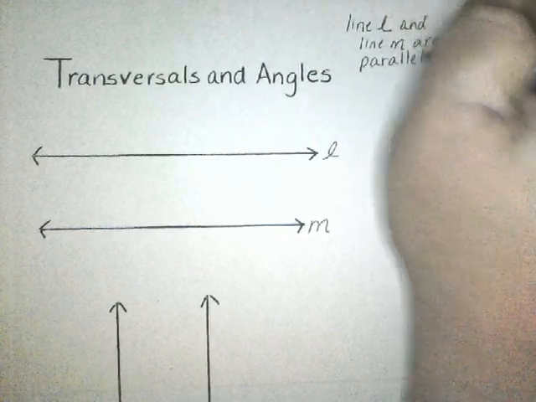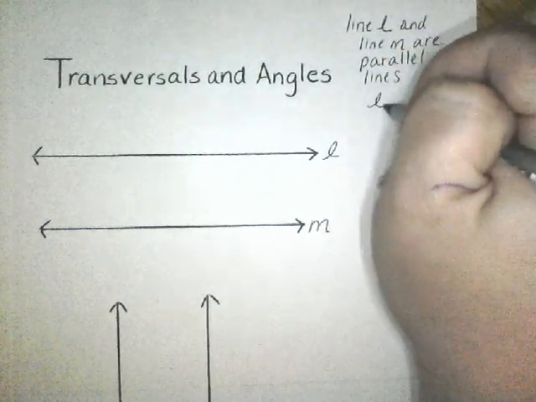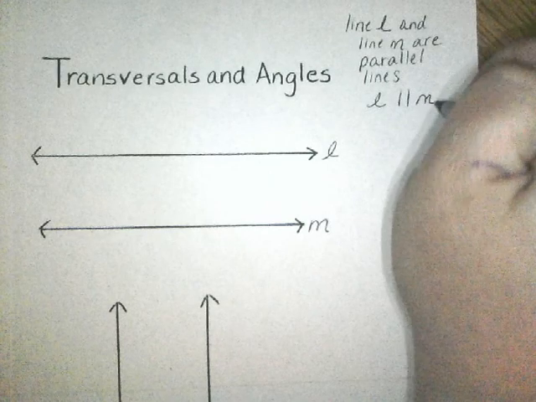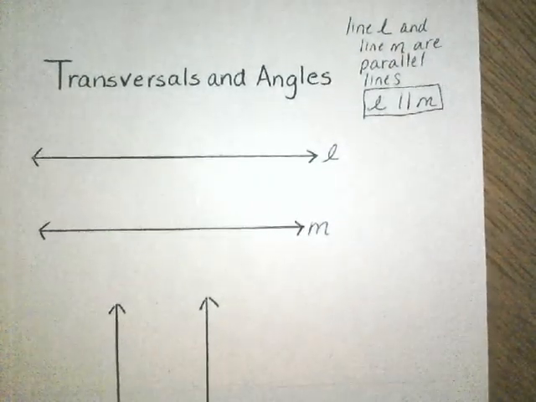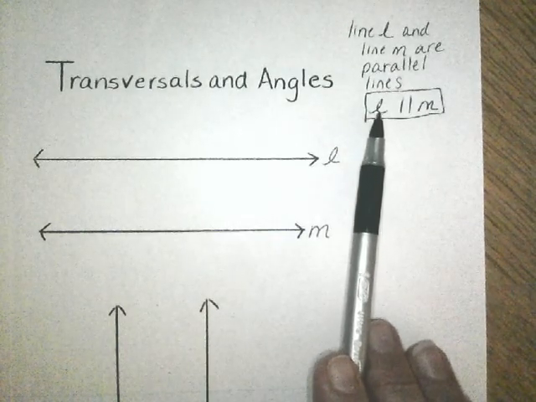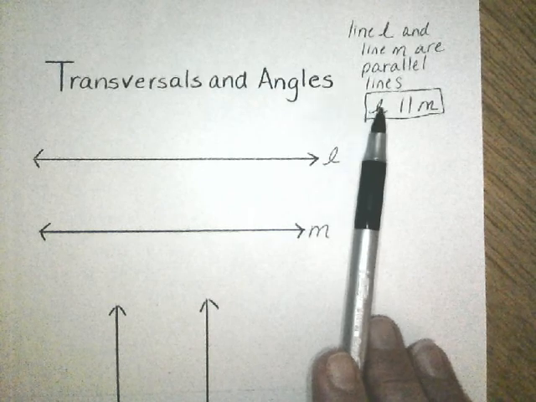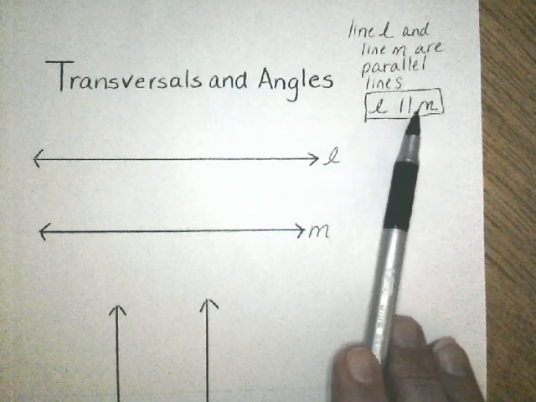Can anybody define that for me? What does it mean to be a parallel line? Jaden? That they'll never intersect. Very good. And then in the box right here, please make sure you write this as well. This means line L is parallel to M. This is the symbol for parallel.